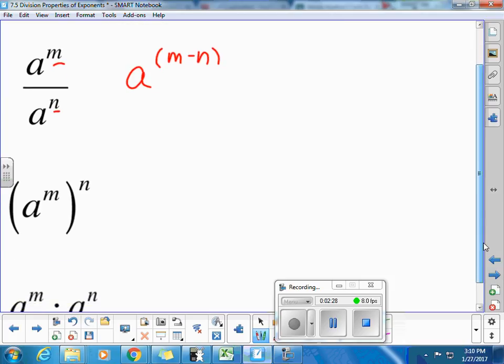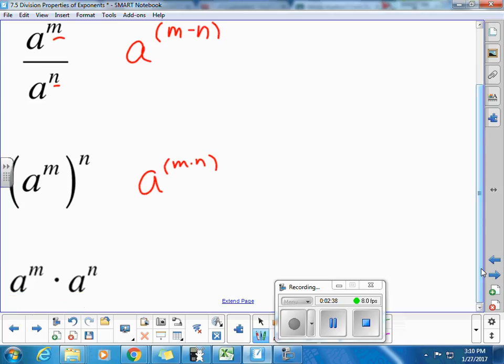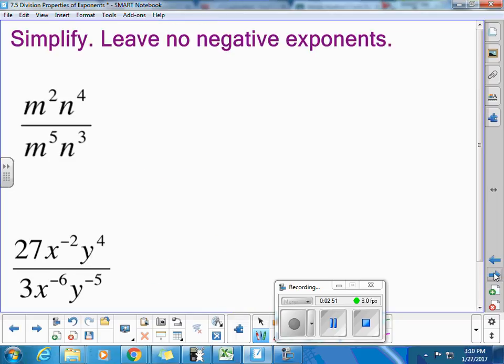So that's a rule. We have a power raised to a power, which is a to the m times n. We had straight multiplication, which was a to the m plus n. So those are 3 good rules to memorize, but instead of just memorizing, let's think about what they mean and then learn how to do the shortcut.